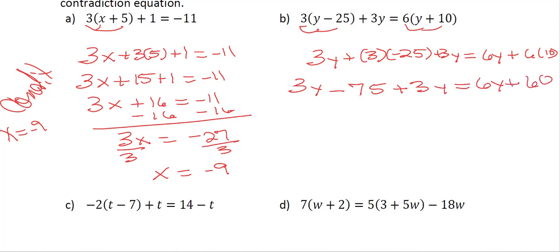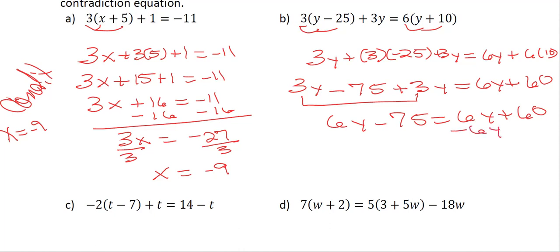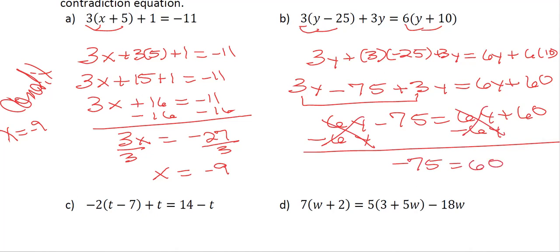Now let's put together this 3y and 3y because they're like terms. 3y plus 3y is 6y minus 75 is equal to 6y plus 60. And I wonder if you see what's going on. We need the variable terms all on one side and the constants on the other. So this 6y here is positive, so let's subtract it. And what happens? Our y's go to 0 and leaves me with negative 75 is equal to 60, and that's not true. So this is a contradiction.